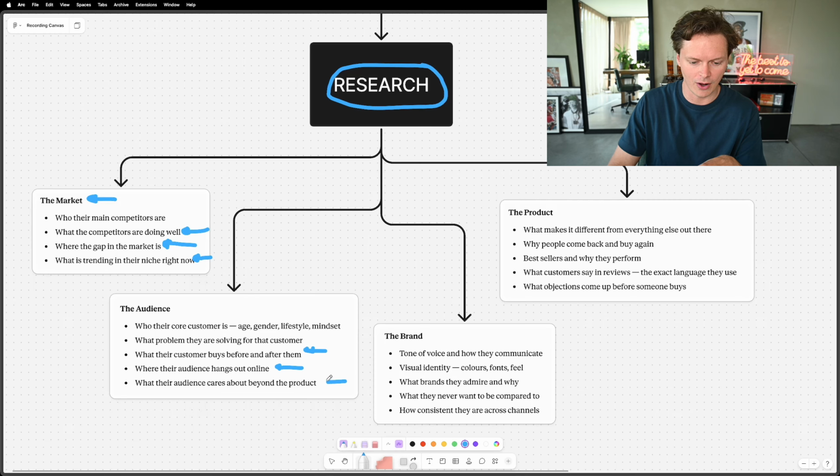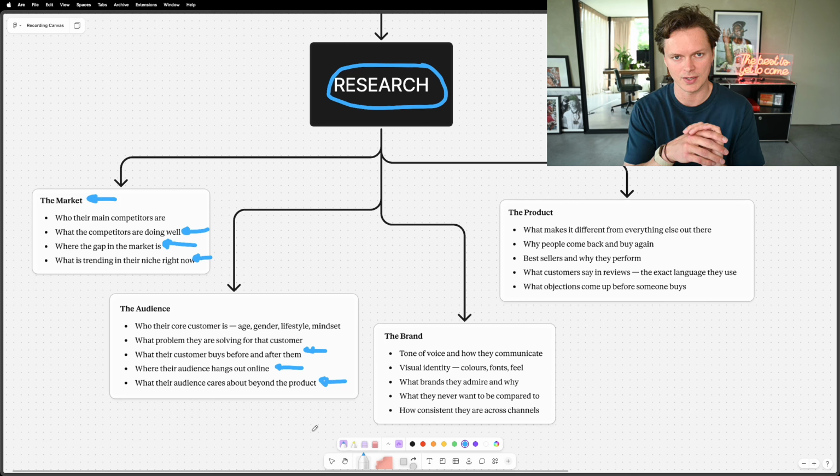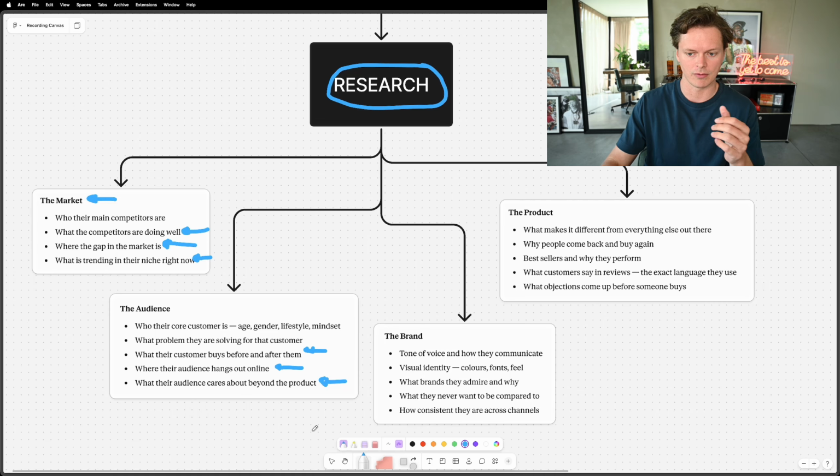And then what their audience cares about beyond the product, because that's really going to play out at scale. Once you've found your niche for the product, you're going to have to extrapolate and scale exponentially through other interests of that specific demographic.